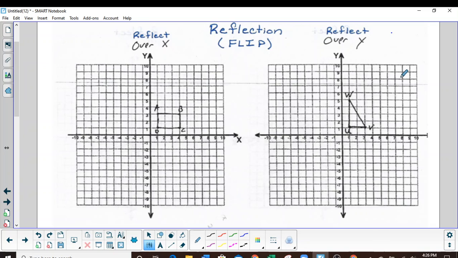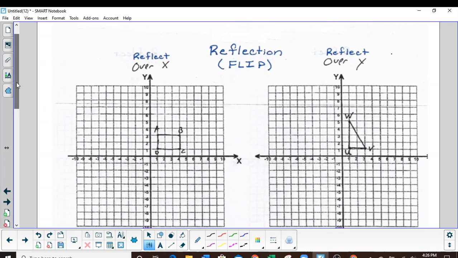So look at the first one, we're flipping over the x-axis. Before we even write ordered pairs down, let's write down the rule for it. If you're going over the x, that means you're going to keep the x coordinate exactly like it is, and we're going to change the y. We need to find these ordered pairs first.